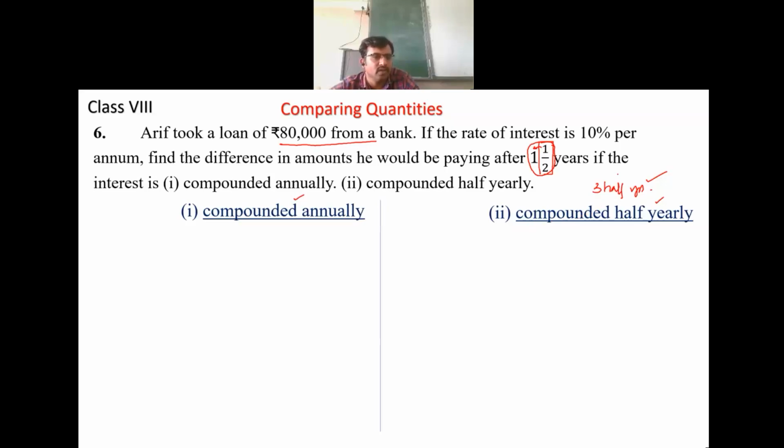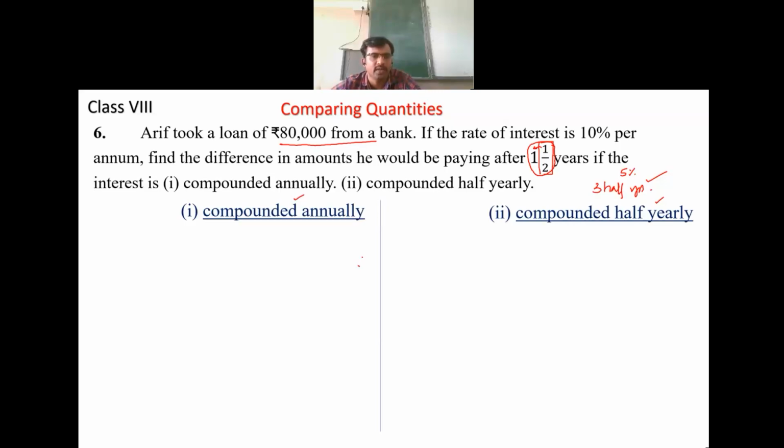The rate of interest will become 5% if you are using R by 100. If you are using R by 200, then 10% only. Yes, 10 by 200 will become again 5 by 100. Correct. We shall look at compounded annually.